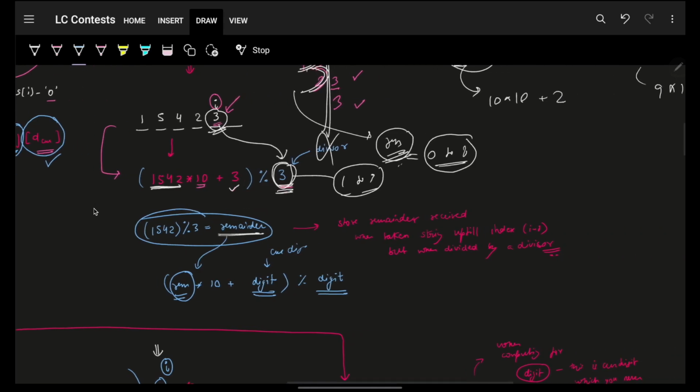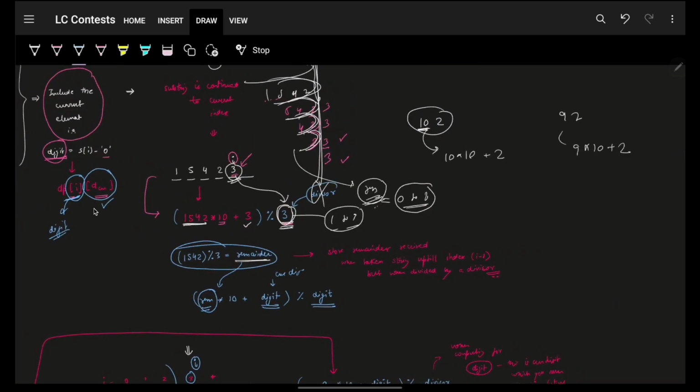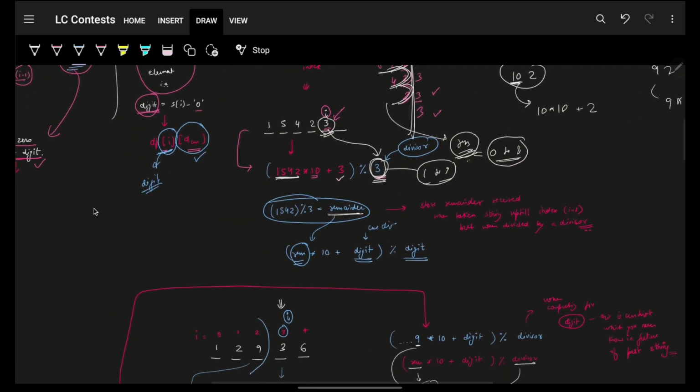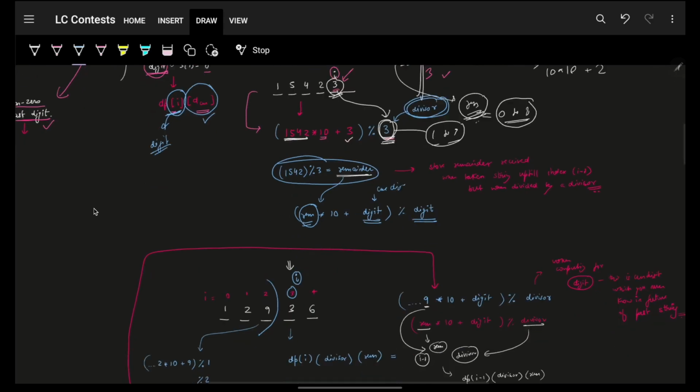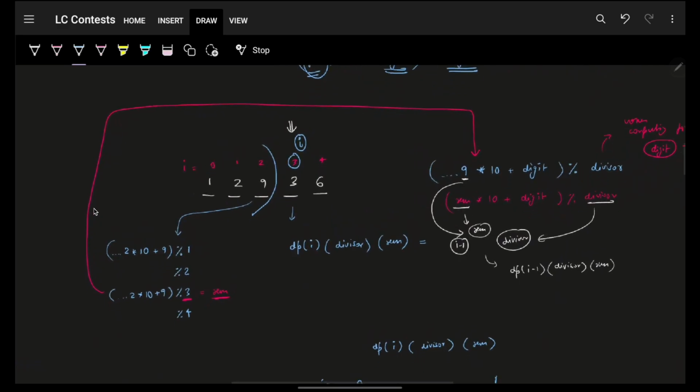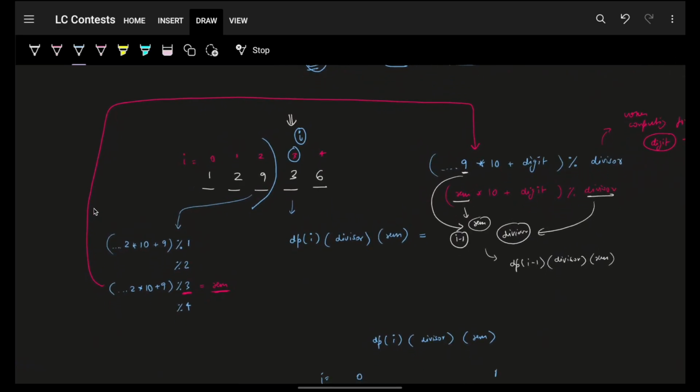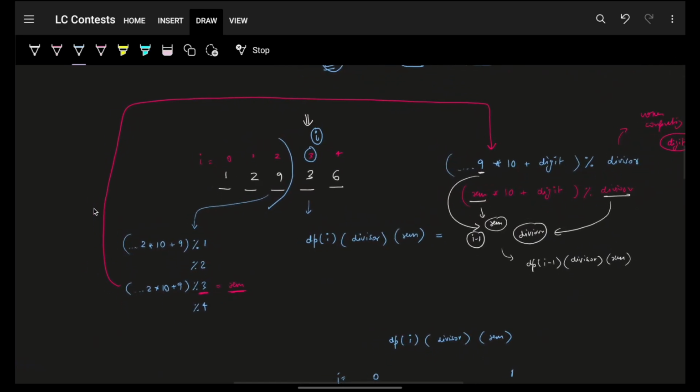That is the reason I mentioned that I will need a divisor, which means that not just the current digit, I have to store all the divisors. I have to try for all the divisors. Why I say this is because, let's see with the help of this example. So this simply says that I am at the index I.